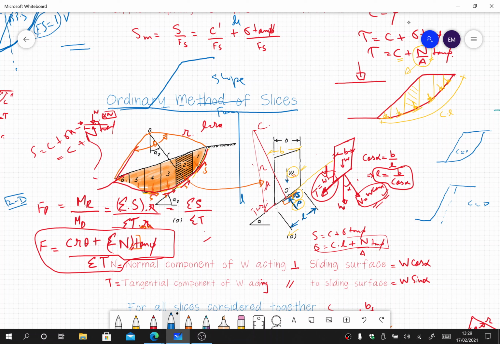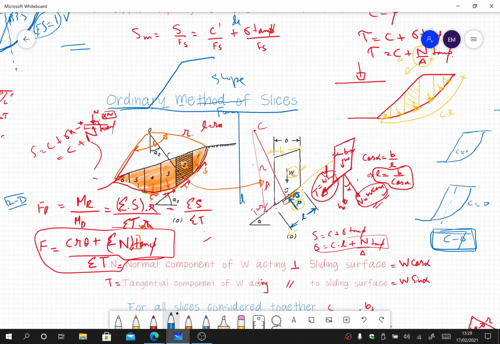All right, in our today's lecture we are going to discuss the most commonly existing type of soil, that is a C-phi soil. So for a C-phi soil, how are we going to do the slope stability analysis? Now for a C-phi soil also we are considering a circular failure plane.